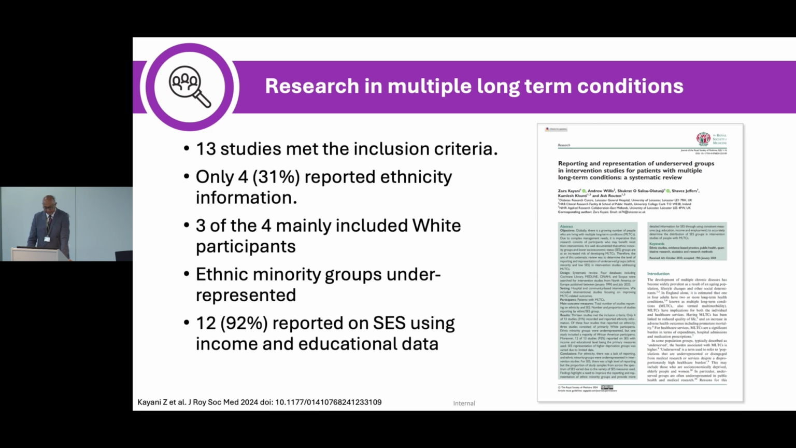Zaya Kayani did a systematic review. She's a PhD student with us, looking at all the studies that have been done on multiple long-term conditions, which is only 13 studies. Only 4 reported ethnicity information. 3 out of the 4 mainly included white participants, and overall ethnic groups were underrepresented. The majority of studies did report on socioeconomic status of the participants, which is good news, but ethnicity wasn't reported as well.